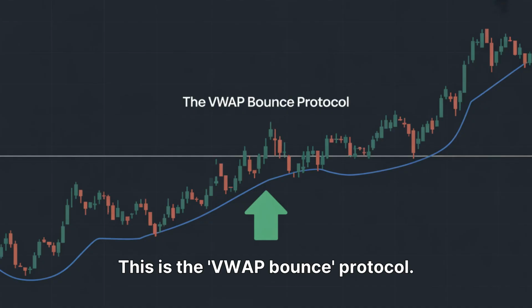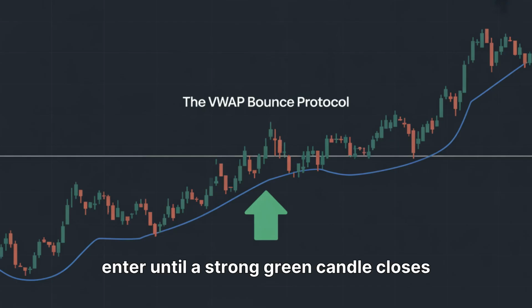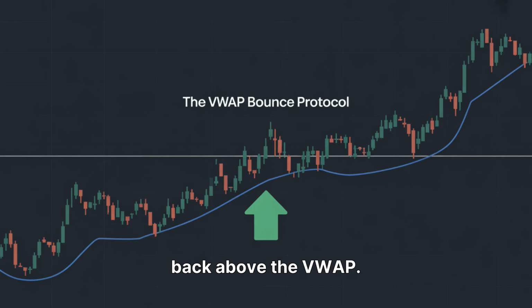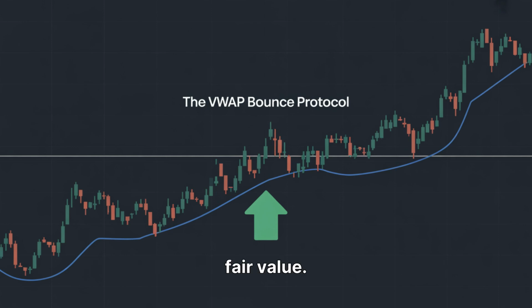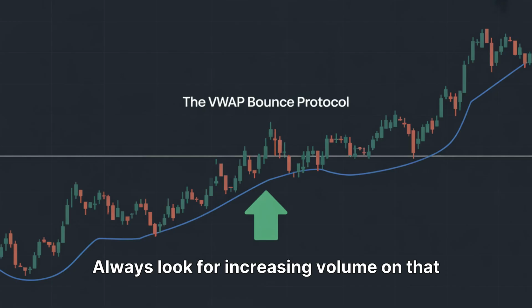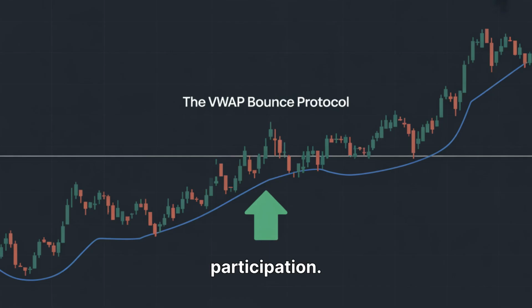This is the VWAP bounce protocol. You might see price touch or slightly pierce the line, but we do not enter until a strong green candle closes back above the VWAP. This confirms that buyers are still defending fair value. Always look for increasing volume on that bounce.